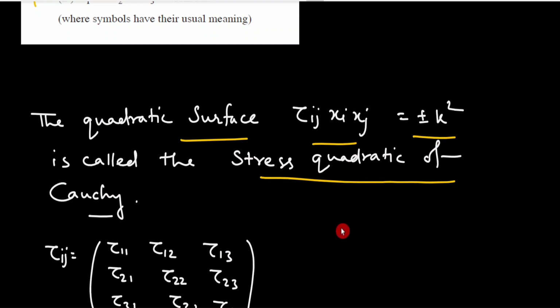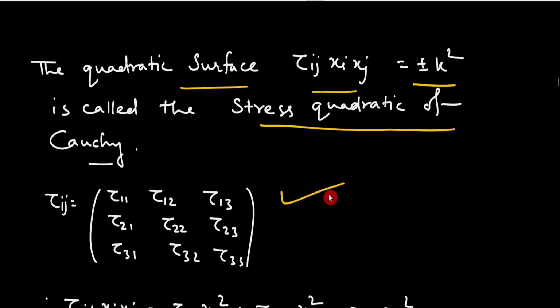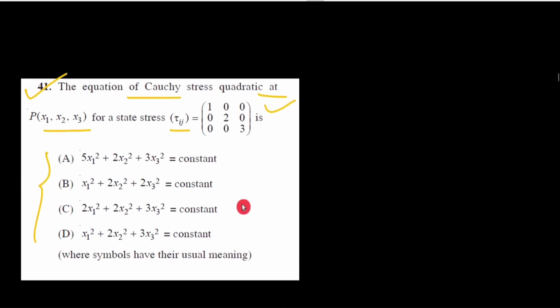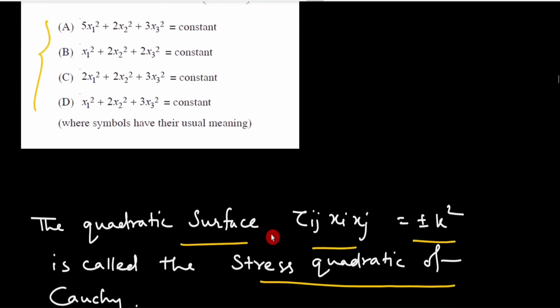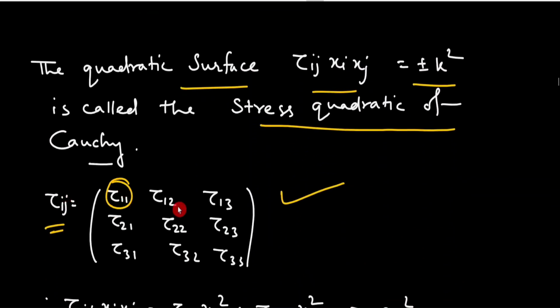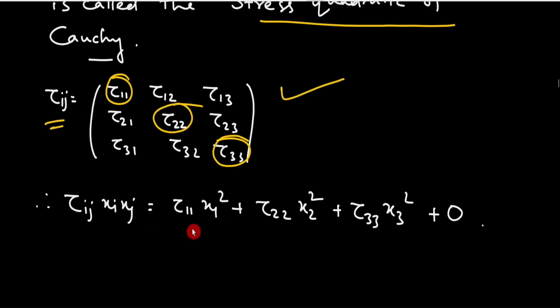where the matrix tau ij is of this form: tau 1 1, tau 1 2, tau 1 3, tau 2 1, tau 2 2, tau 2 3, tau 3 1, tau 3 2, tau 3 3. Here in the question, we have only the principal diagonal elements and the remaining elements are 0. That means we have tau 1 1, tau 2 2 and tau 3 3. That means the Cauchy stress quadratic is clearly tau 1 1 x1 square plus tau 2 2 x2 square plus tau 3 3 x3 square, and the remaining terms are 0.